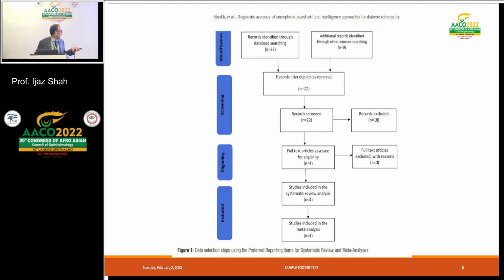They screened about 22 papers. Sorry, it's a very busy slide, but there were only 4 full text articles assessed for eligibility in this meta-analysis. So these were the studies included, and all of them came from India actually.